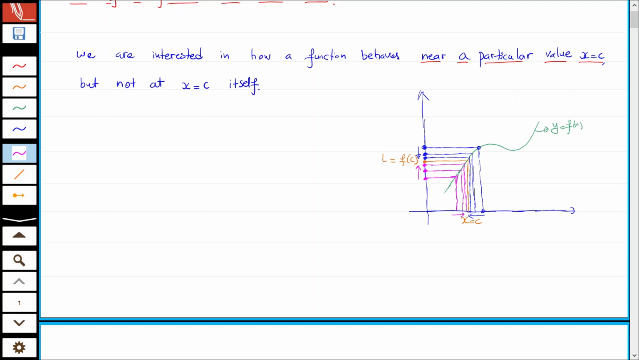And you can see that here. There was no point when we talked about what is happening exactly at x equals c. We are not interested in that. And you will see later on the value of the function at the point x equals c might be different from the limit of the function as x approaches c. So let's write the formal definition of the limit, and then I'll show you some examples.